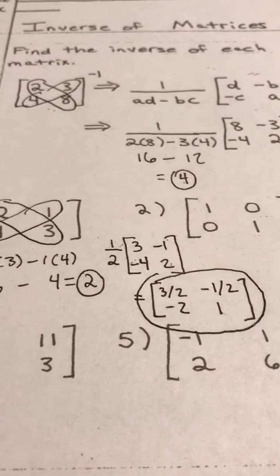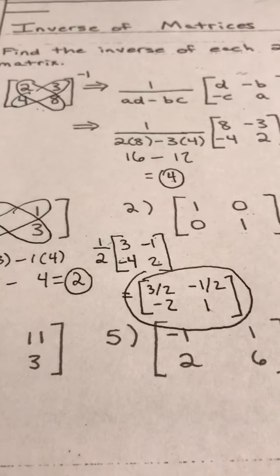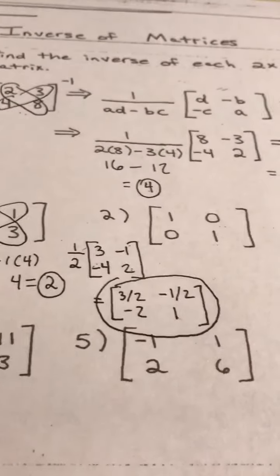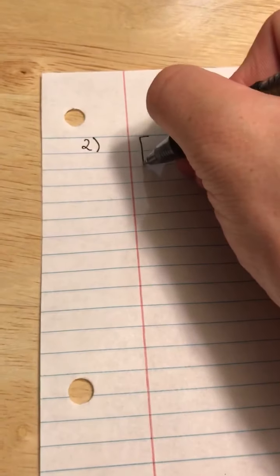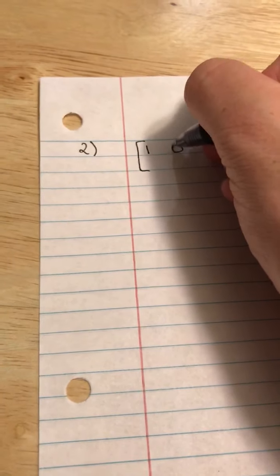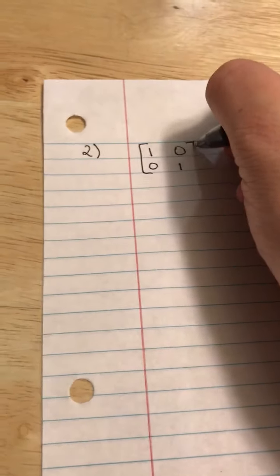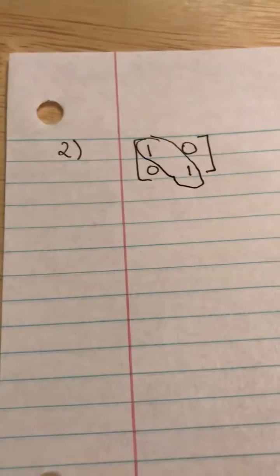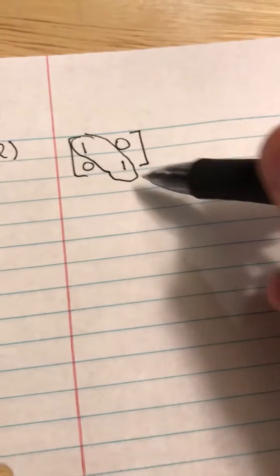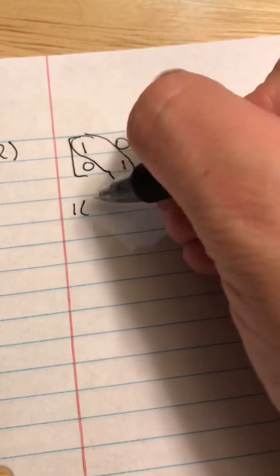Now, let's try number 2 together. And then the rest I'll leave you to do for homework. Running out of room, so I'll just skip over here. Let's try number 2. For number 2, I've got 1, 0, 0, 1. Okay. First thing I do is I circle my main diagonal. 1 times 1, that's going to give me 1.